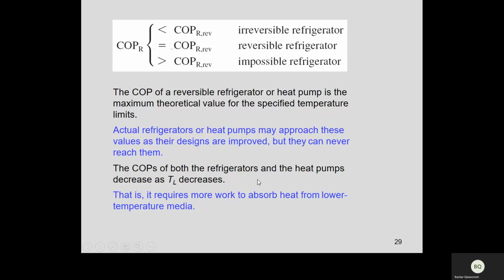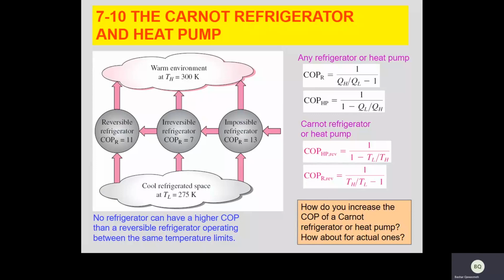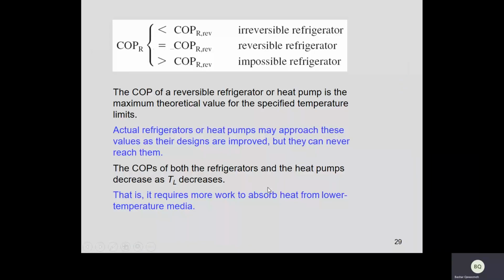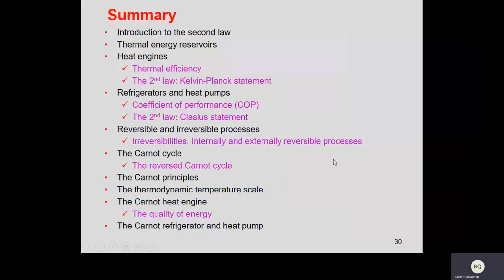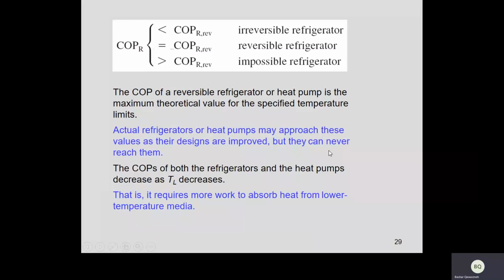Now, from practice, the COPs of both the refrigerators and the heat pump decrease as T sub L decreases. That means they require more work to absorb heat from the lower temperature media. And this can be shown from the theoretical limits here. As T sub L decreases, the COPs will decrease. Okay, that's all. So we finished this chapter.